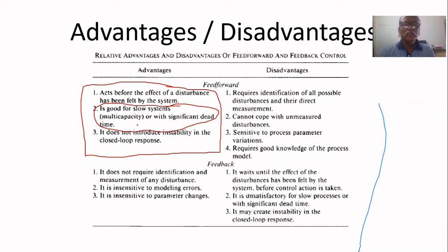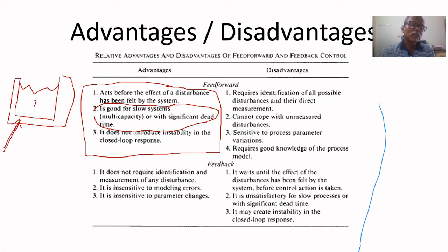Because for a fast system, the feedback controller itself takes care of it. For a slow system, suppose the system has a large dead time. Let us assume the jacket of a CSTR is very slow, with a very large time constant, say 5 minutes. If any disturbance enters now, it will be felt by this process only after 5 minutes. The deviation in T will be sensed here after 5 minutes.